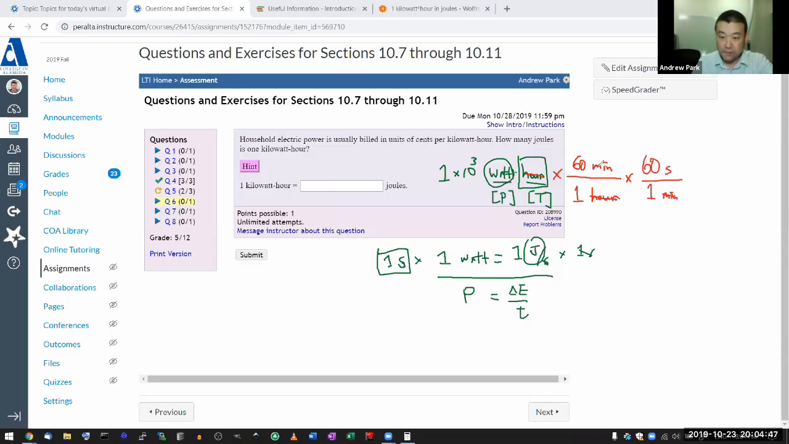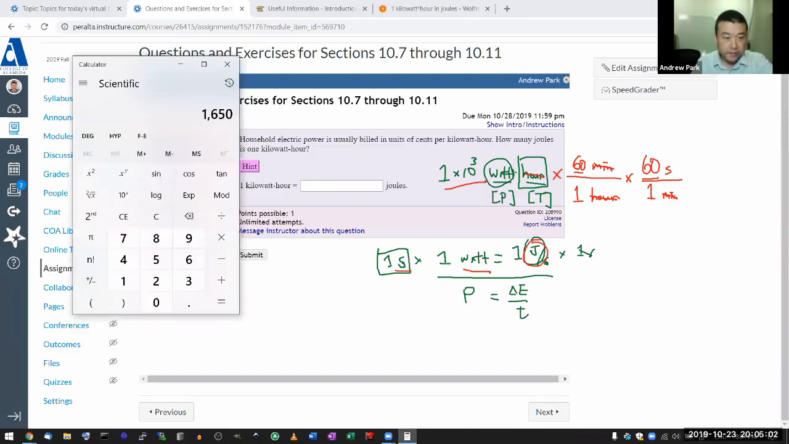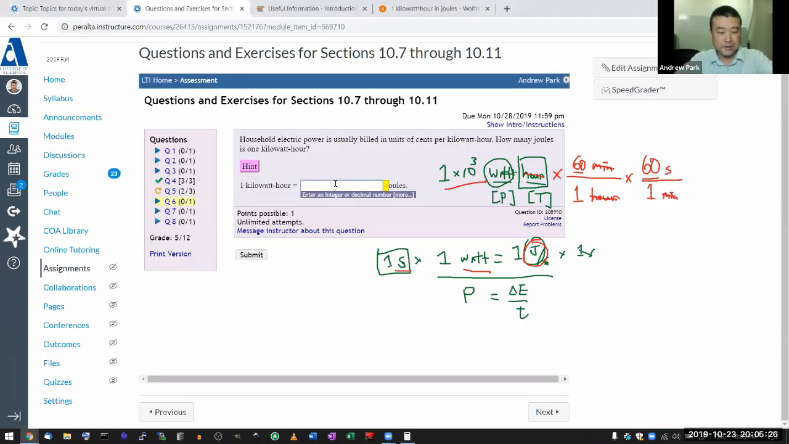Okay, now I think I have everything. So if I multiply this by 60 times 60, that'll give me watt times a second, which is joule. Let me do that on my calculator. It's going to be 1,000, or 10 to the power of 3, times 60 times 60, which is equal to some big number, 360 and then 5 zeros joules. And I guess that's the unit it's asking for, so I'll just type that in.